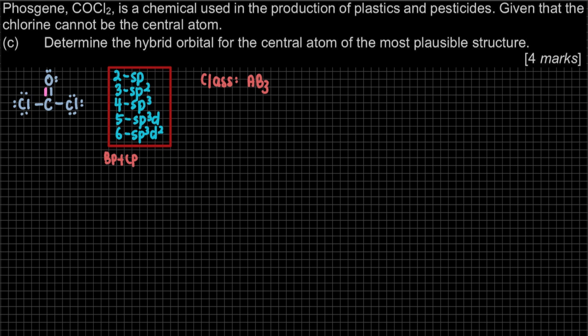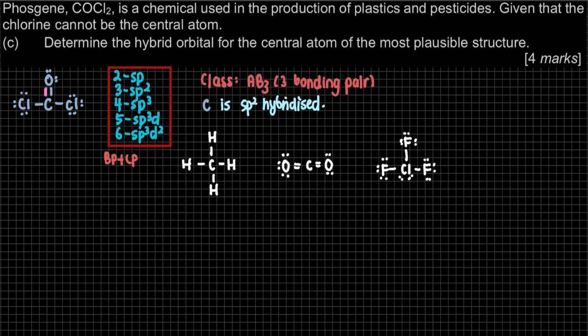Then we have to mention AB3 stands for that the carbon has 3 bonding pair. So if we have 3, check here. Hence, we know that our carbon is sp2 hybridized. So again, this carbon has 3 bonding pair. Here I just have an extra question. This one, I just want to determine what is the class and what is the hybridization.